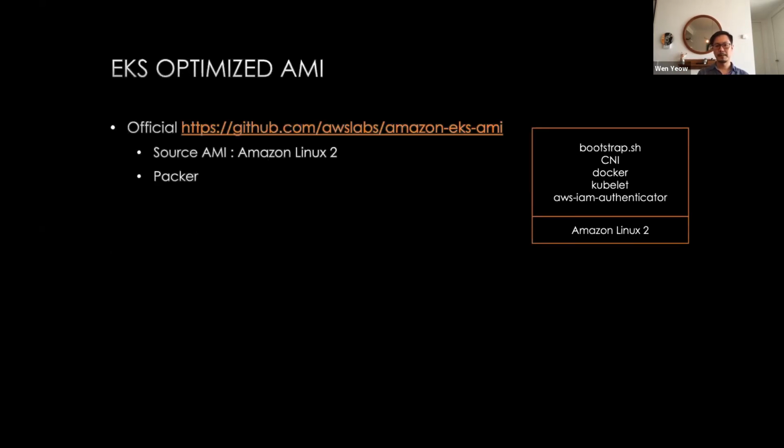Right. In terms of AMI, we're going to go from the bottom layer and then move up. There is an upstream official code base for the EKS AMI, and that's by AWS Labs. That's the link. The source AMI of this is a Packer build. It's Amazon Linux 2. At a high level, it looks like this: you've got the base layer, then you put in some binaries, and you have a couple of shell scripts, mainly the bootstrap scripts.